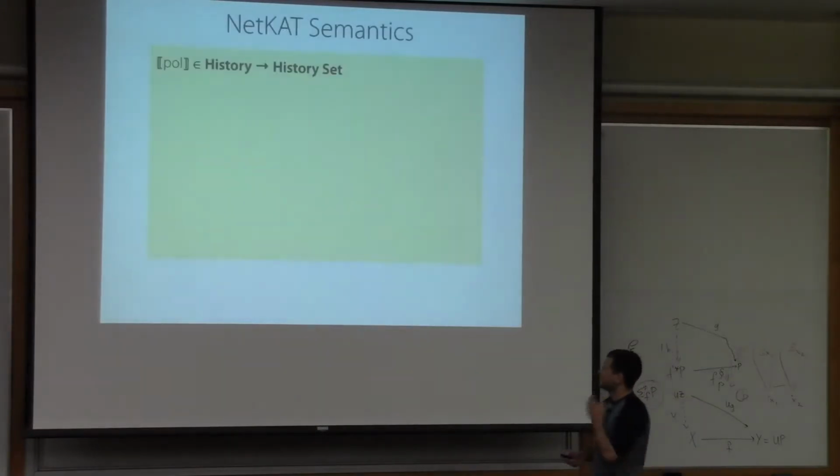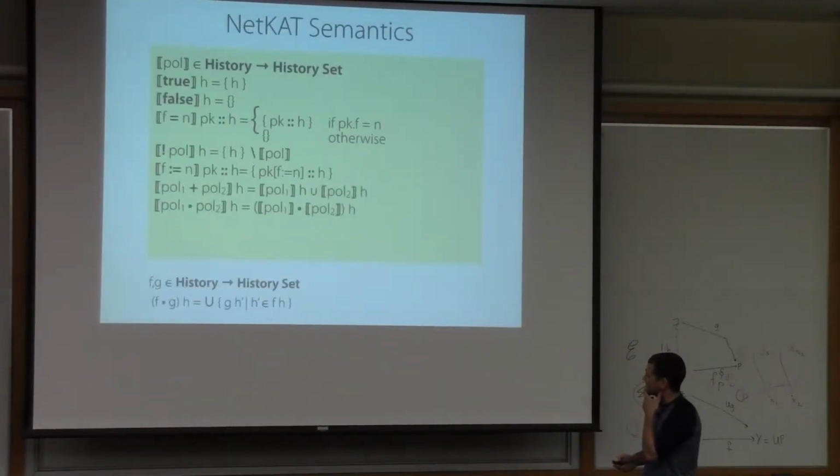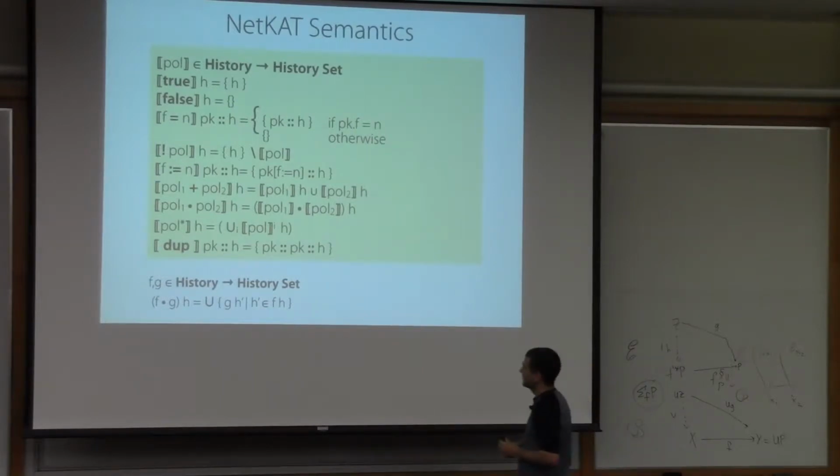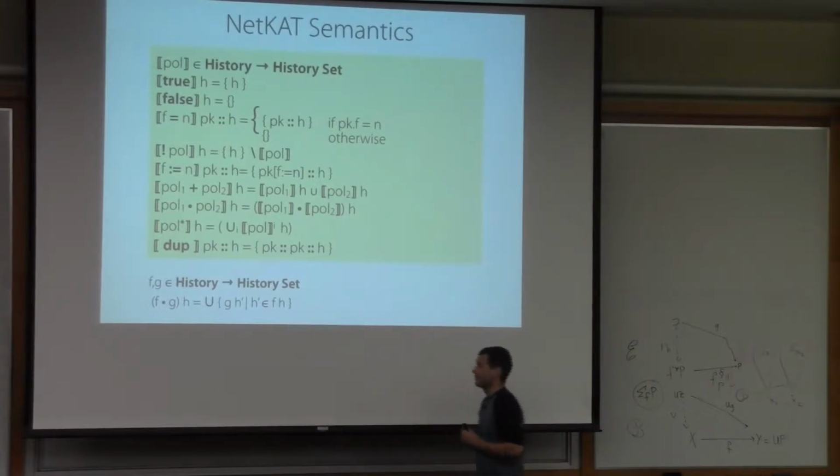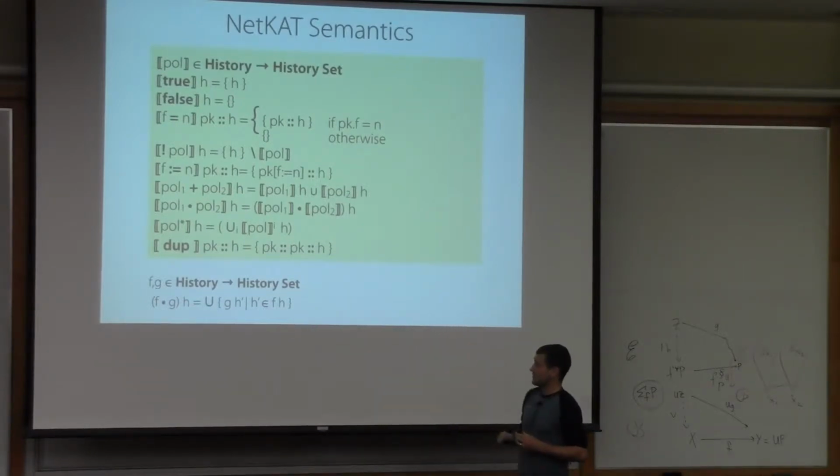Okay, just to briefly review, this is the Netcat semantics. The one thing I'll point out to you is that the dupe operator, which has replaced the link operator, really just does duplicate the head packet and make the history one element longer. So it's very simple.